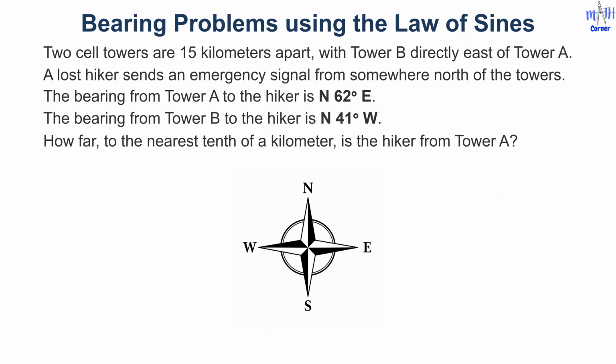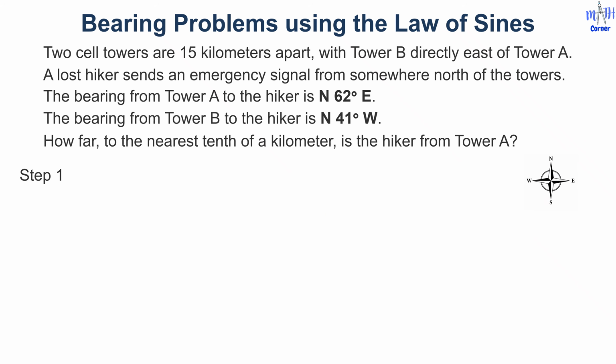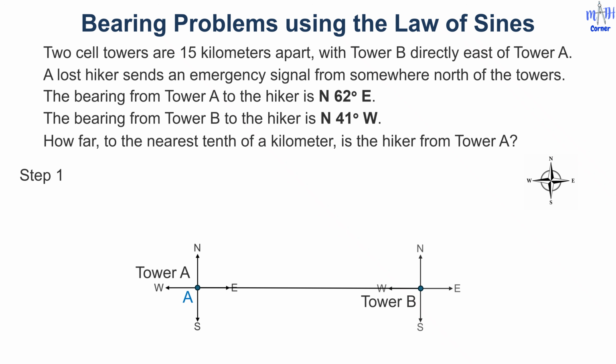Important reminder before solving. In quadrant bearings, we measure angles starting from either north or south, then rotate toward east or west. Step 1. Draw and interpret the bearings. Place Tower A at a starting point, represented by point A. Place Tower B 15 kilometers directly east of Tower A, represented by point B.